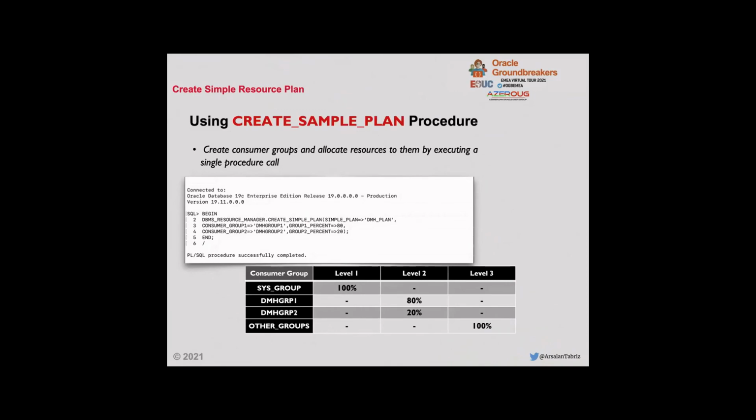Okay, this presentation is like a simple resource plan. The following PL/SQL API block creates a simple resource plan with 2 consumer groups. Each consumer group specified in the plan is allocated its CPU percentage at levels 1 and 2.